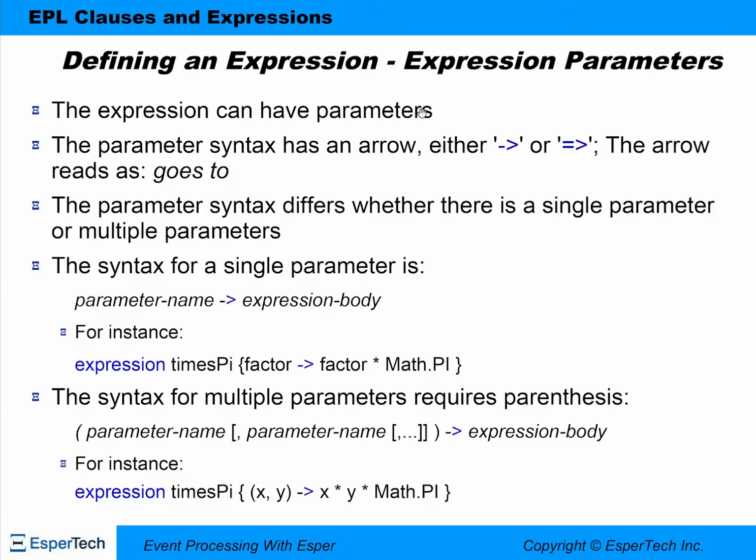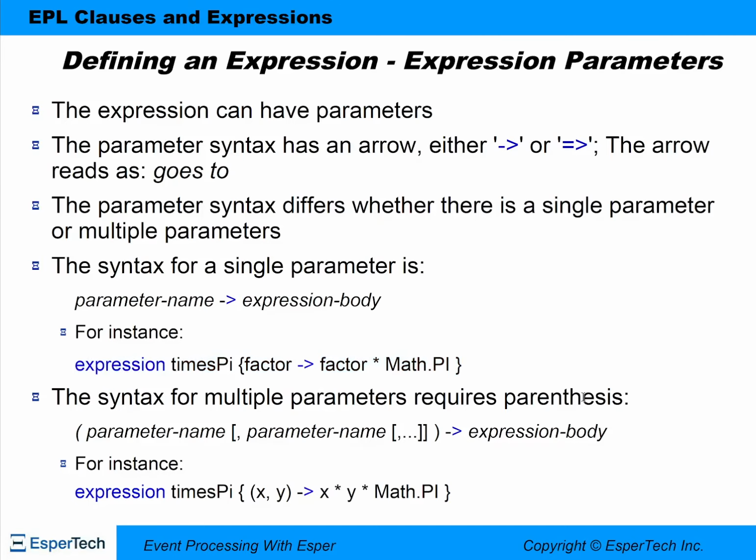The expression can have parameters. The parameter syntax has an arrow, either dash greater or equals greater. The arrow reads as goes to. The parameter syntax differs whether there is a single parameter or multiple parameters. The syntax for a single parameter is parameter name goes to expression body. For instance, expression timesPi curly braces, factor goes to factor times Math.PI.